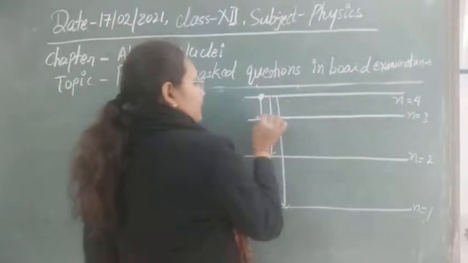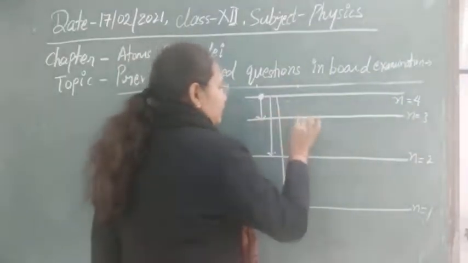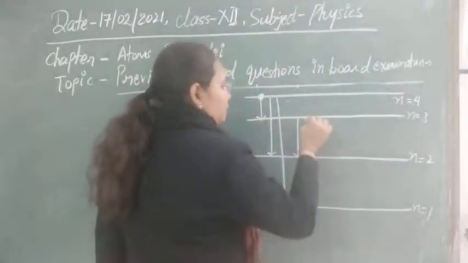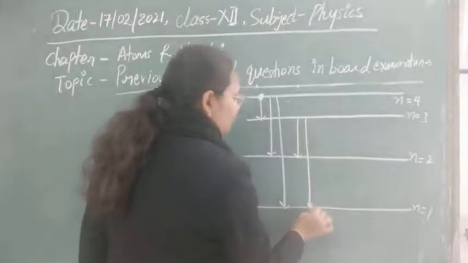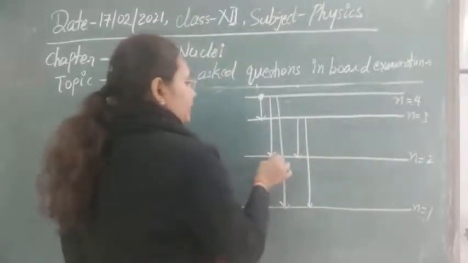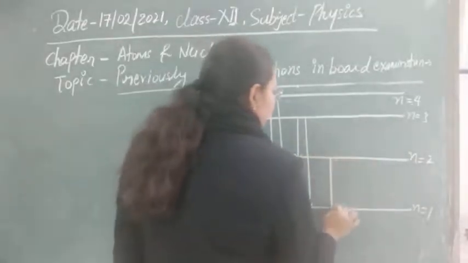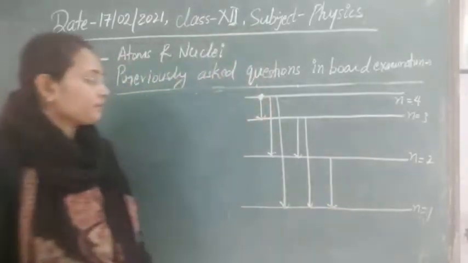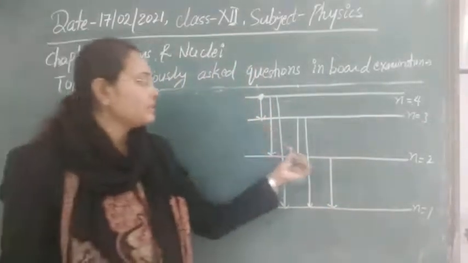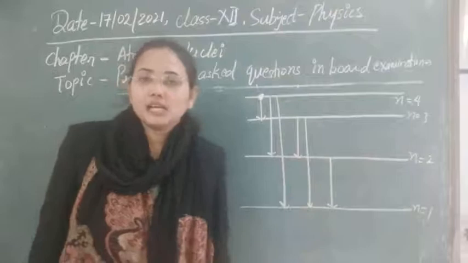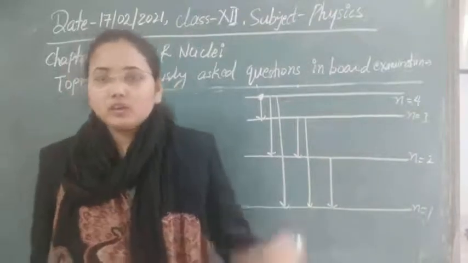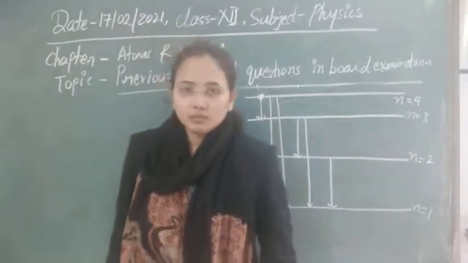Again, if this electron is in n is equal to 3, it can come to n is equal to 2. It can come to n is equal to 1. And again, if this one is in n is equal to 2, it can come into n is equal to 1. It means that overall 6 transitions are possible whenever the electron is excited to the n is equal to 4 state.